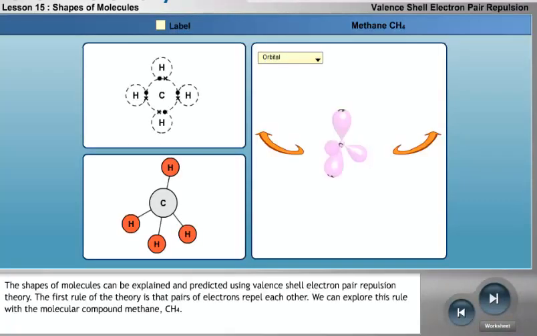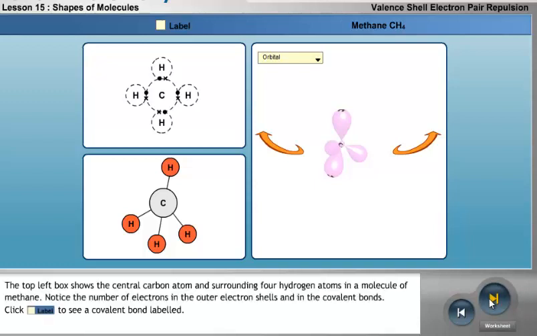The shapes of molecules can be explained and predicted using valence shell electron pair repulsion theory. The first rule of the theory is that pairs of electrons repel each other. We can explore this rule with the molecular compound methane, CH4.